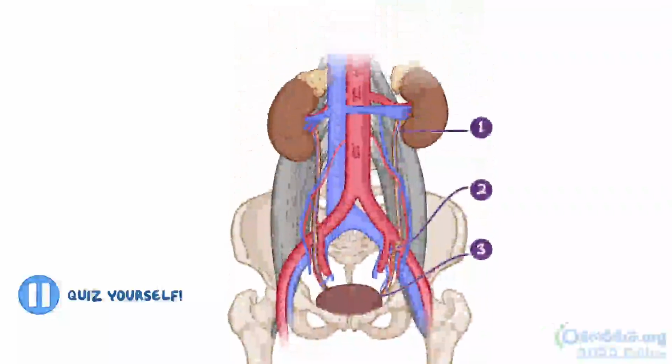Time for a pop quiz! Can you name the 3 constriction points of the ureters where renal stones can get lodged?